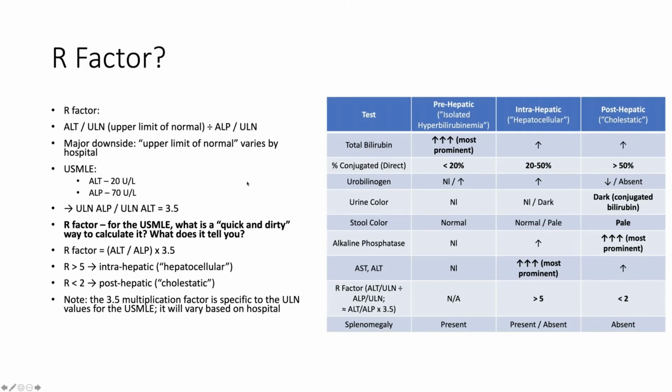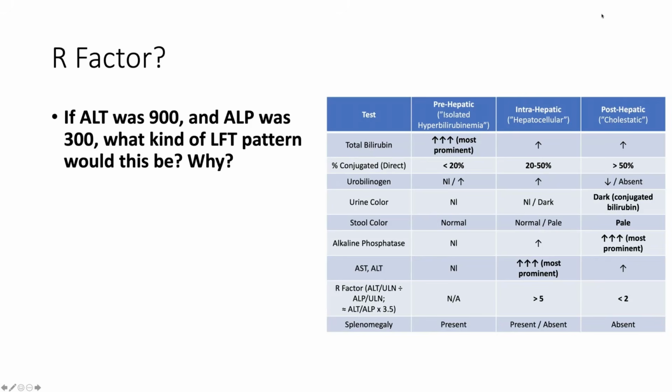I have some examples of this. I want to show you how you can use this and why it's valuable. The reason I am even bringing up R factor in the first place is because you'll see tables like this where it's, what's most prominent? AST is most prominent in the intrahepatic. ALK-Phos is most prominent in posthepatic. If that's what you have, you don't really have to worry about R factor. It's more when they're both elevated and you're like, gosh, I don't know which is most prominent. That's where R factor comes in. And also to tell you what's mixed, because if it's between 2 and 5, that tells you that it's a mixed pattern.